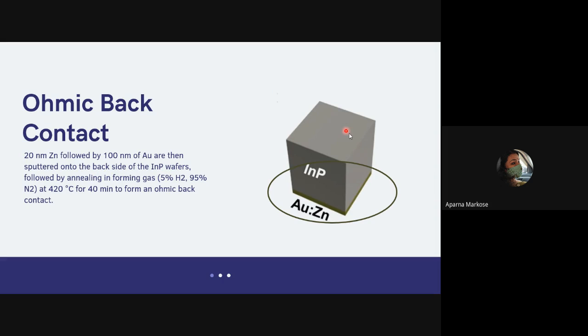You are already familiar with silicon wafers. Similarly, this is an indium phosphide wafer. On the back of the indium phosphide wafer, you can see this is the back contact, gold and zinc. This is formed by annealing in forming gas. These details are not important for us. You can just understand that this is how the ohmic contact is created.